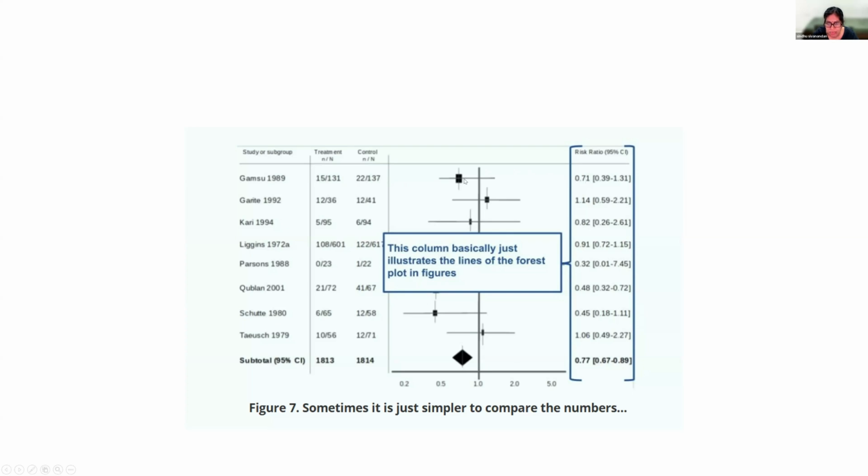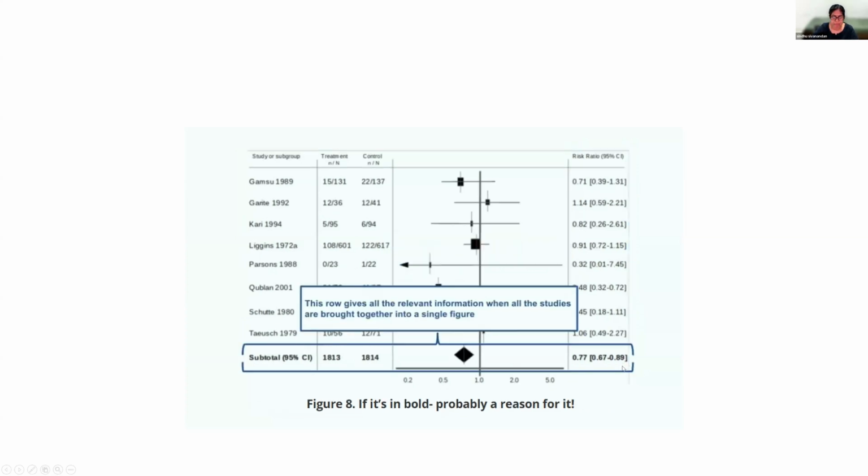0.71 is the risk ratio and 95% confidence interval. Look at this confidence interval, it crosses 1. Therefore, it is 1.31. And the final diamond lies to the left, 0.77. The edges of the diamond are the 95% confidence interval. They do not cross 1. So see, 0.67 to 0.89. So if it is in bold, then it is significant. Some are depicted in bold just to say that it is significant.